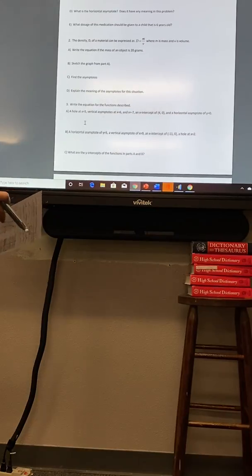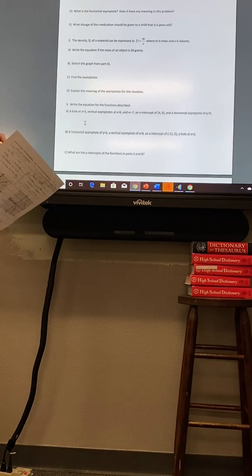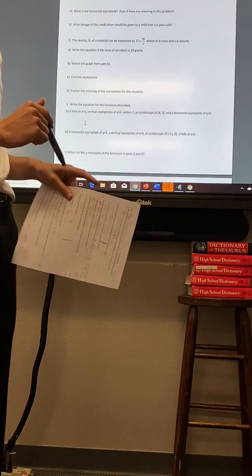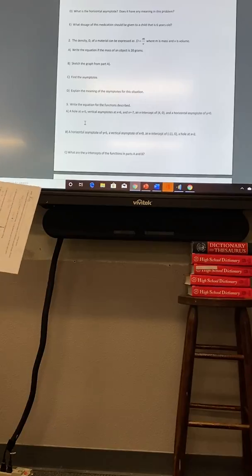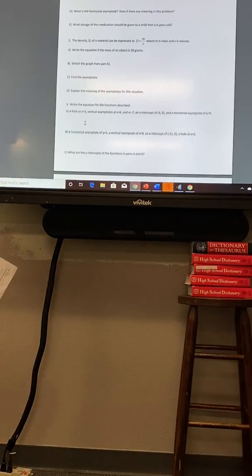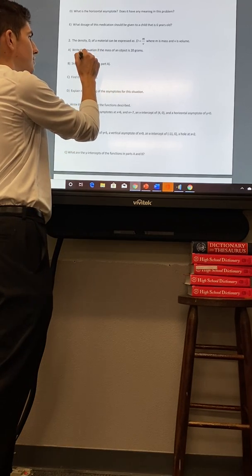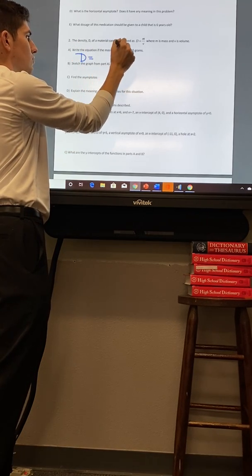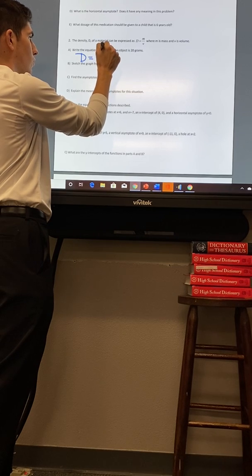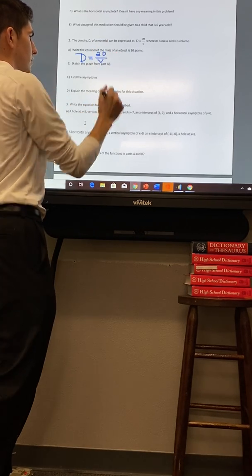Okay, so the density D of material can be expressed as D equals M over V, where M is equal to mass and V is equal to volume. So we want to write down the equation if the mass of an object is 20 grams. So that's pretty easy. We just have D equals, and we know our mass is equal to 20, so 20 over V. Okay?